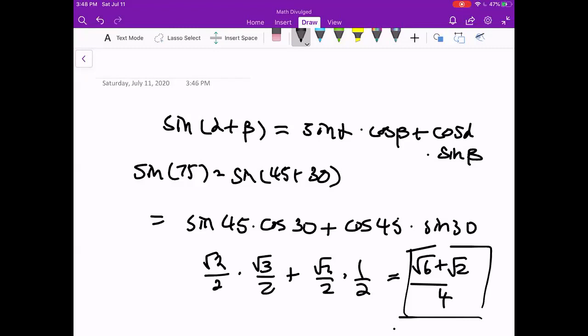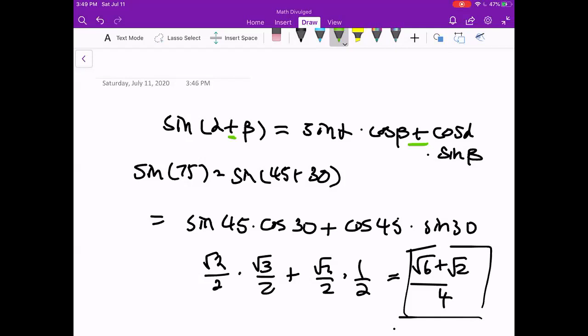So similarly, if we have sine of alpha minus beta, that's basically the exact same thing, except if we have minus, we just replace this plus with a minus as well. And that's that.